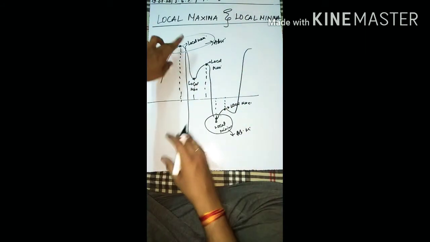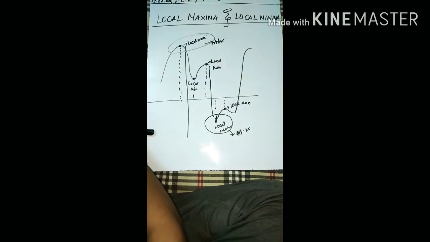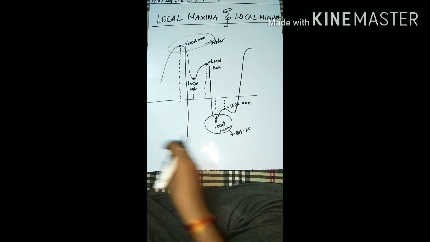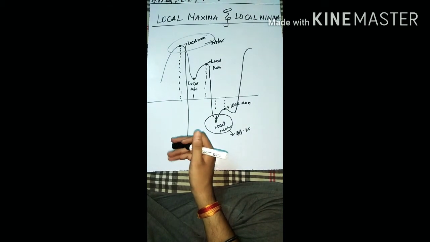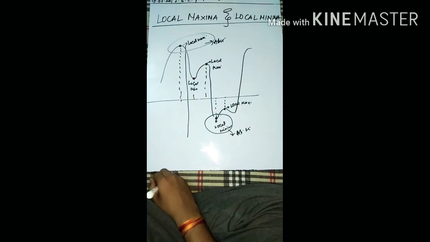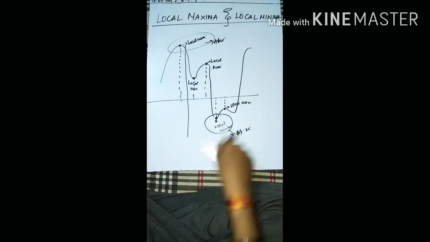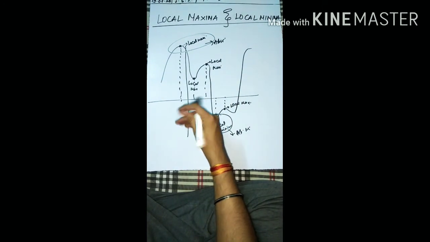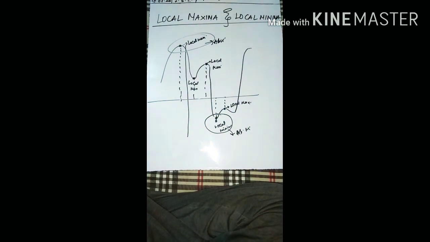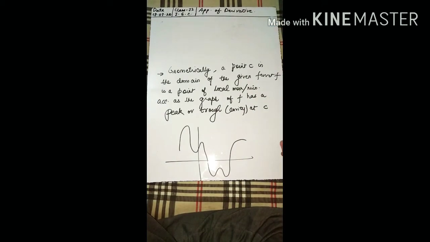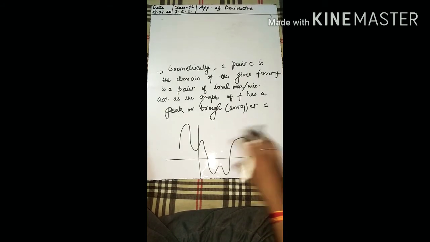In this graph there are so many points of local maxima and local minima, and you should know that a local maxima or minima value may not be the absolute maxima or minima value. That means you cannot say that any local maximum value will be your absolute maximum value. Okay, before going to the next topic, I just want to share some remarks on this topic.